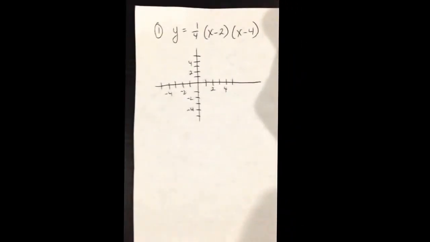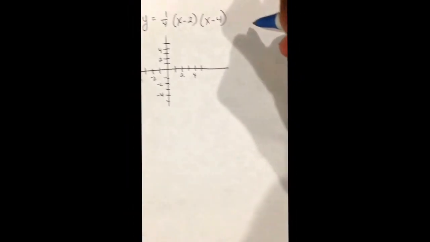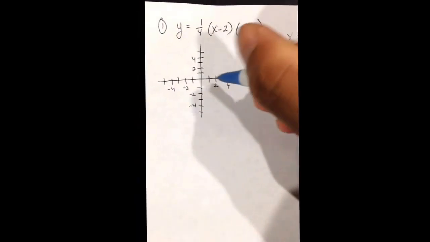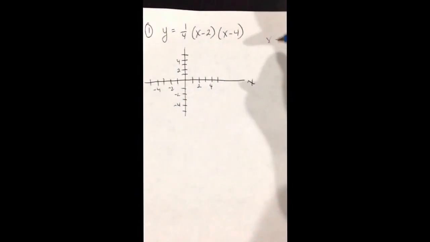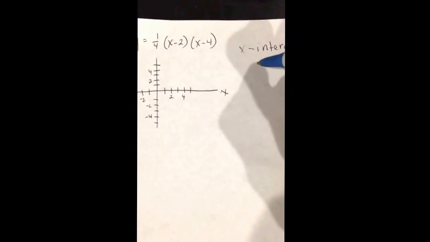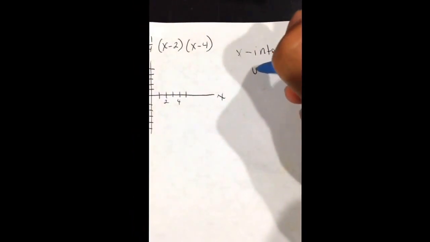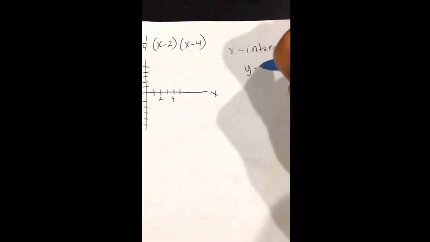Alright, this is your quadratic equation. So, to find the x-intercept, we know that the x-intercept lies on the x-axis. So what that means is you will have the y-coordinate of the x-intercept equal to 0.